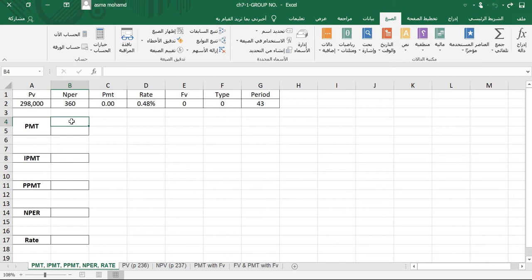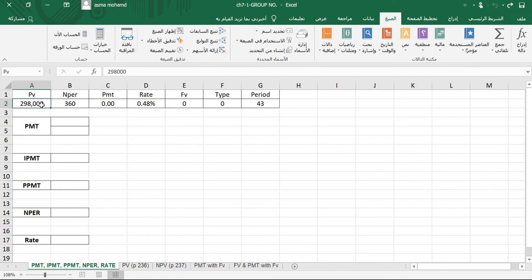The first function is the PMT. PMT means the periodic payment for a loan. It means how much we are going to pay per month if we have a loan with that interest and for that loan.